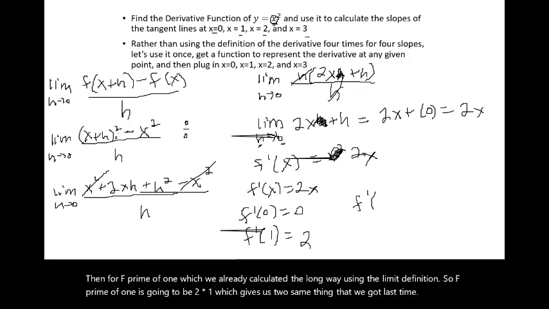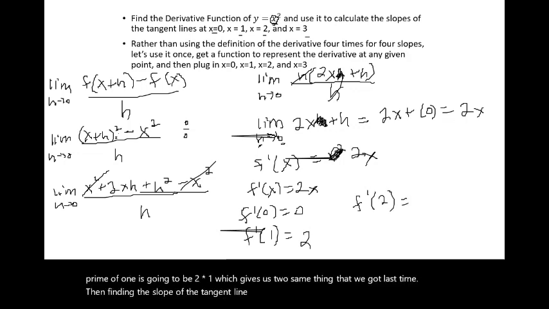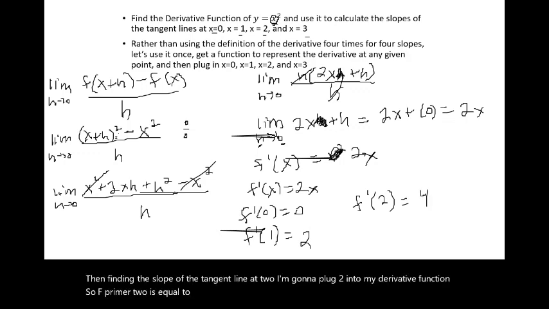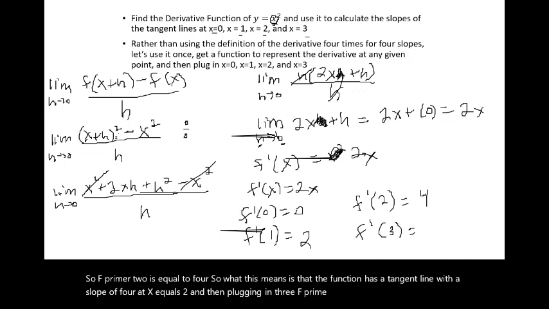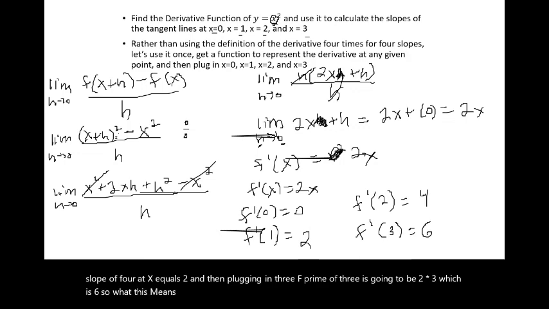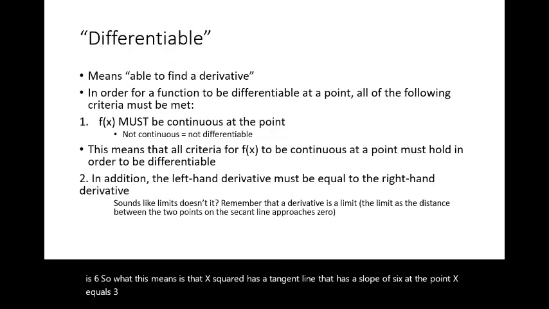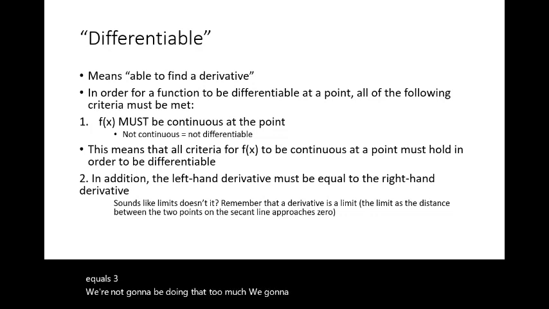Then, finding the slope of the tangent line at 2, I'm going to plug 2 into my derivative function, so f prime of 2 is equal to 4. This means that the function has a tangent line with a slope of 4 at x equals 2. And then plugging in 3, f prime of 3 is going to be 2 times 3, which is 6. So x squared has a tangent line with a slope of 6 at the point x equals 3. And again, we're not going to be doing that too much. We're going to be focusing on derivative rules.